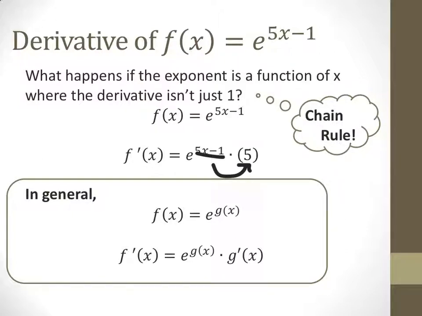And so in general, the rule is that if you have a base of e, and it's got a function of x in its exponent, then its first derivative is keep it exactly the way it is, and then you're going to chain rule out the derivative of the exponent. Let's go ahead and take a look.